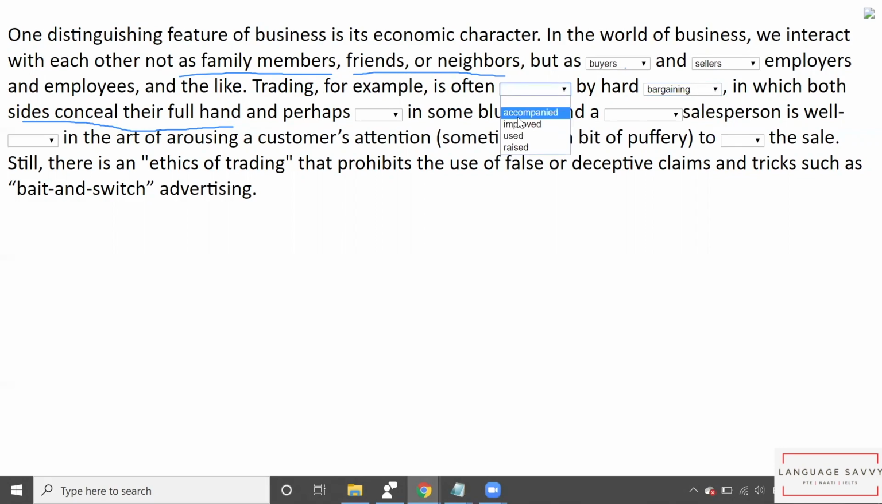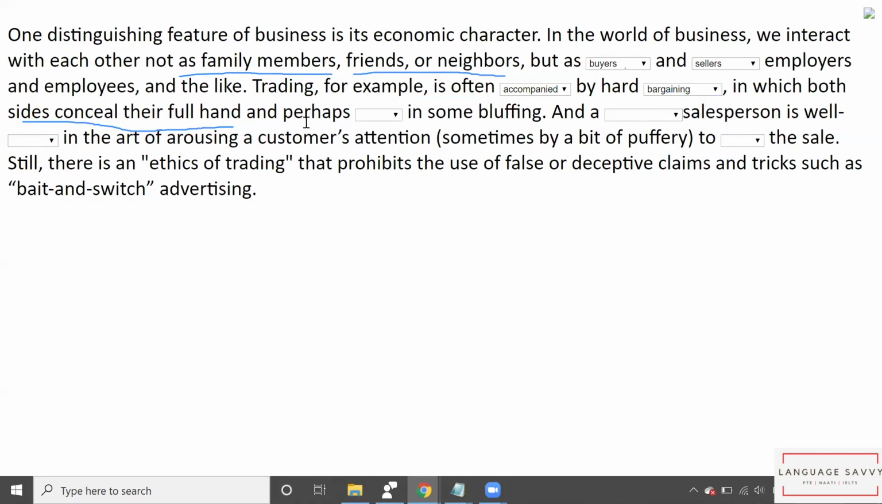So trading is often, now we have 4 options: accompanied, improved, used, and raised. The word following this blank is by, so we can only use accompanied by or raised by, because it's not used by hard bargaining. We are actually talking about a connection between trading and bargaining. So the answer here is accompanied, because trading, for example, is often accompanied by hard bargaining, since trading and hard bargaining, or just bargaining, are related to each other. So it is accompanied.